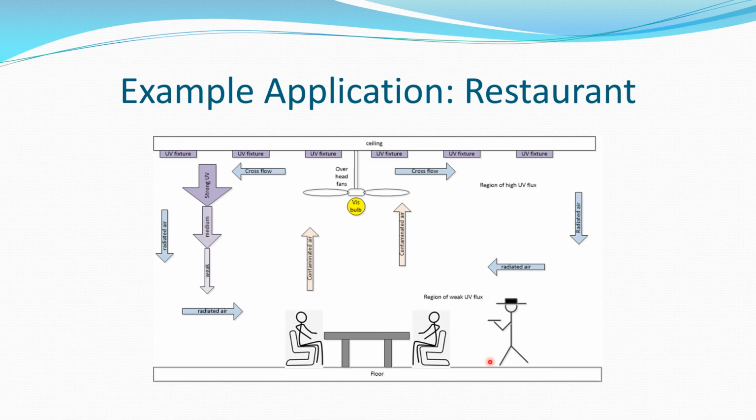The longer-term occupants, such as this employee, who would be the server, don personal protective equipment, such as a hat, long sleeves, and protective eyewear. The overhead ceiling fan is placed in reverse so that it is drawing air up into the region of high UV flux, where the virus is quickly inactivated. The air that's been exposed to the high UV flux then circulates back down, so we have this circular air pattern.